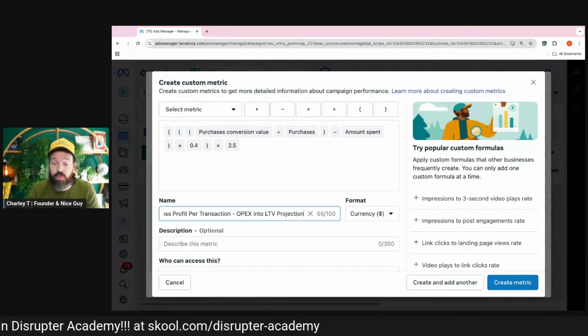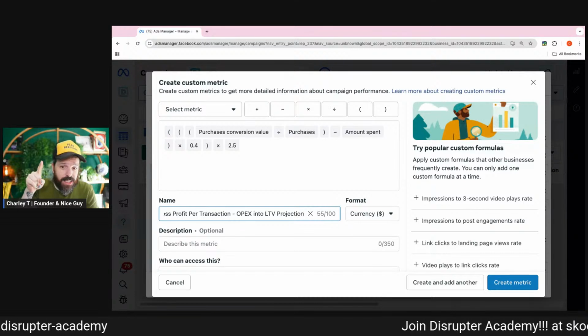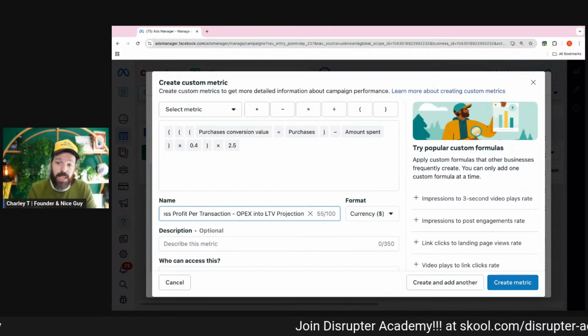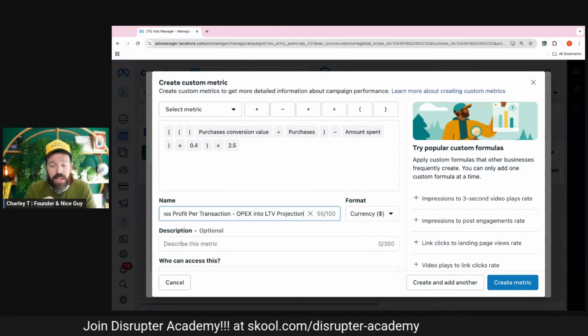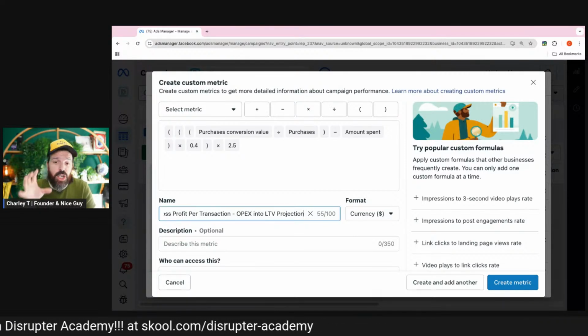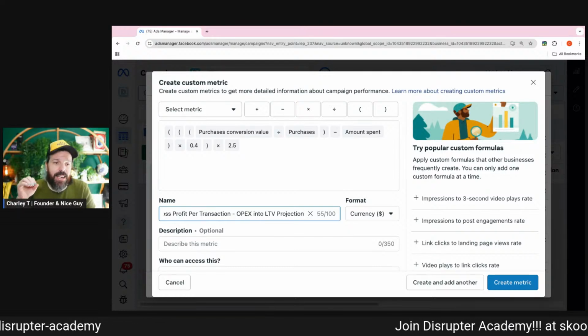Awesome. ROAS is a completely trash metric. This is how much money you actually make. And you can do this per projection. You can do this per transaction. You can do this per campaign. You can do this per ad. You can do this per ad set. You can actually begin to weaponize the real numbers inside of your business.